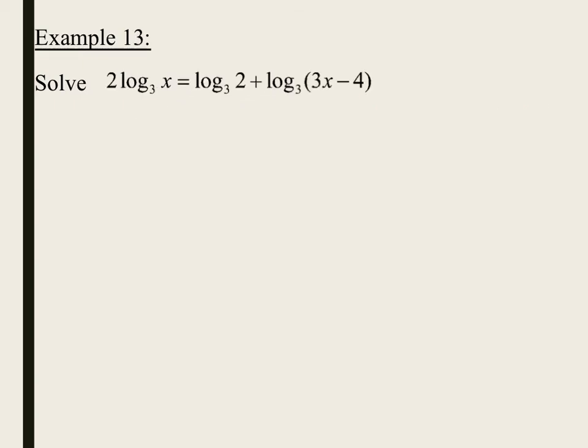So again, we have a more complicated scenario here. We're going to go ahead and rewrite this equation. We're going to have log base 3 of x squared. That's the power rule of logarithms. And then we're going to have the following. We're going to have the log base 3 of 2 times 3x minus 4.